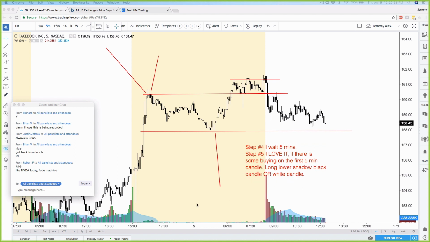I want some buying to come in on the 5-minute. Why would I want buying to come in on the 5-minute? Well, that means that there are some buyers showing up, right? And if there's some buying showing up, then if it goes lower, those buyers will get trapped. So when I'm playing the fade, I do wait for 5 minutes, Richard. Yep, you're correct. I wait 5 minutes to let that 5-minute candle form.